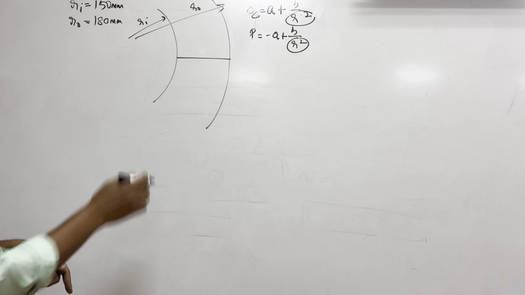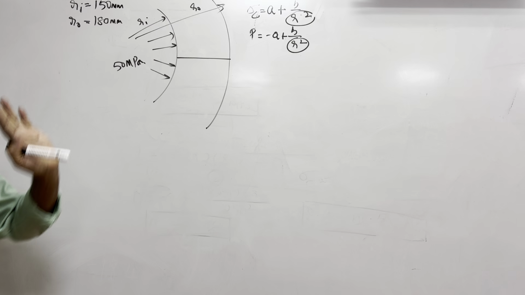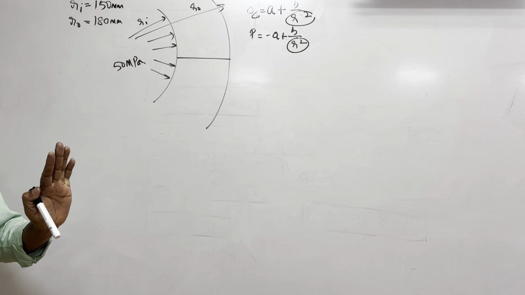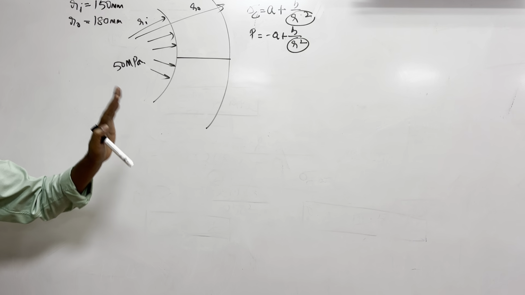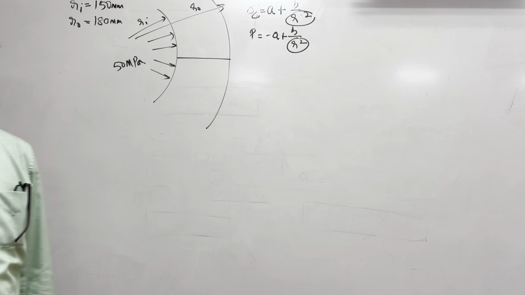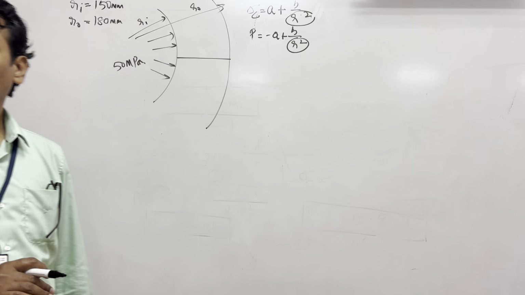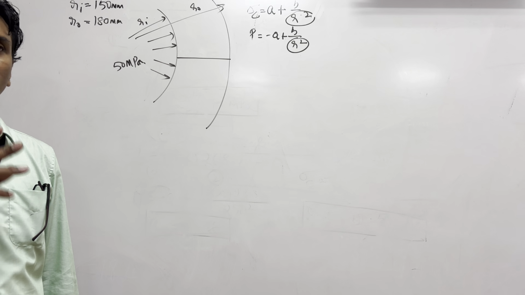So inside pressure is 50 MPa. Just this data is given. They will ask you to find out, draw the variation of stress. Now, if it is given like this, then you need to find out the other three.